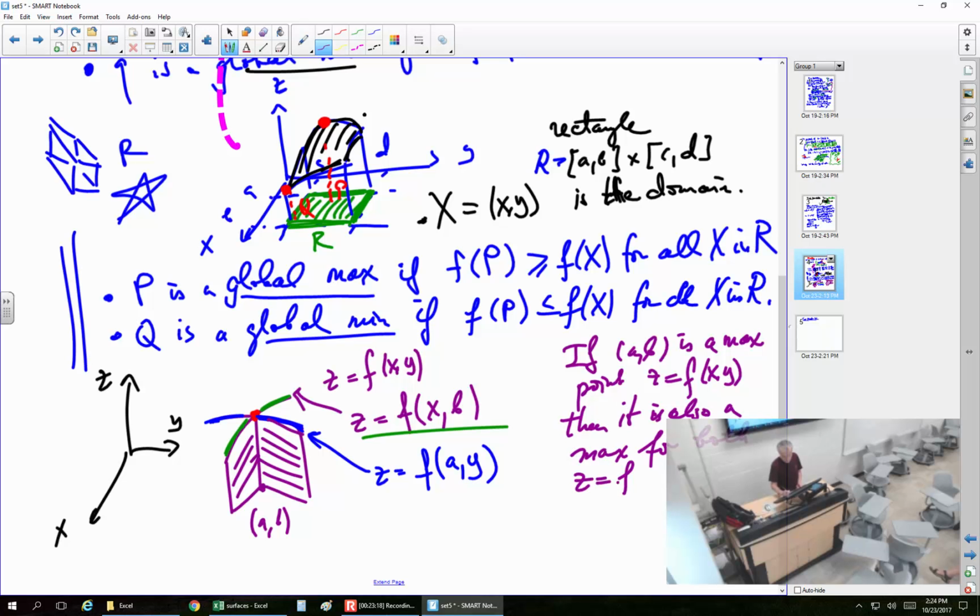Z equal to, once again, f of x, b and z equal f of a, y. Just looking at the picture, it's certainly no trouble. The point is that it's the highest point. So if it's the highest point from a helicopter, then it will be the highest point if you start walking around either north-south or east-west.